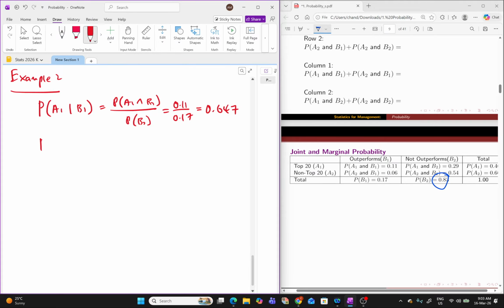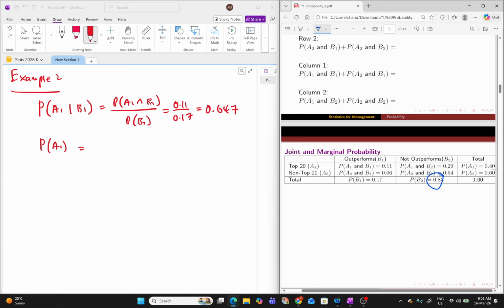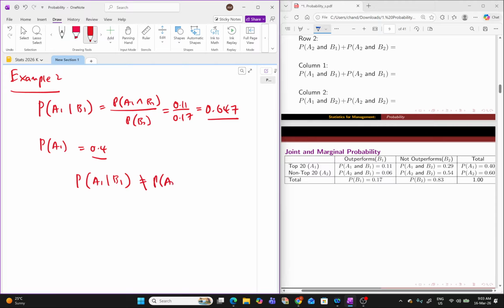Now what is the probability of A1? You can see here, 0.4. This is 0.4, this is 0.647, not the same, isn't it? So A1 is not the same as A1 given B1, so you can write A1 and B1 are not independent.